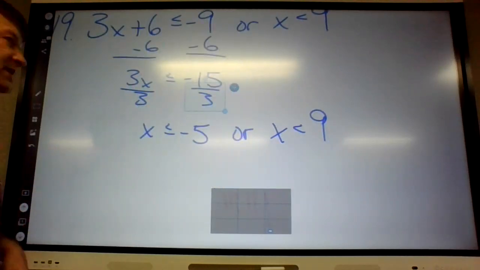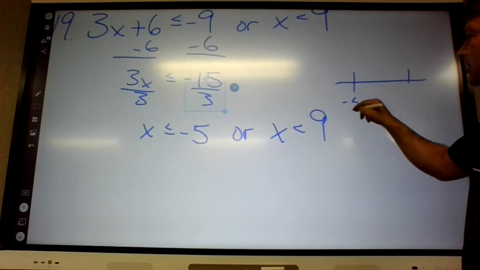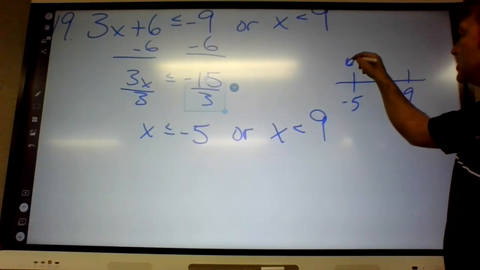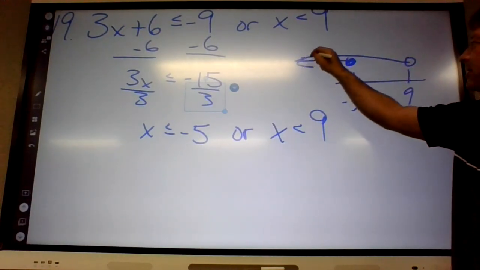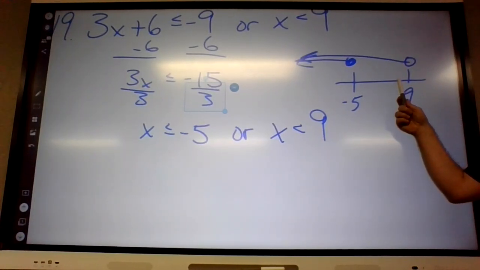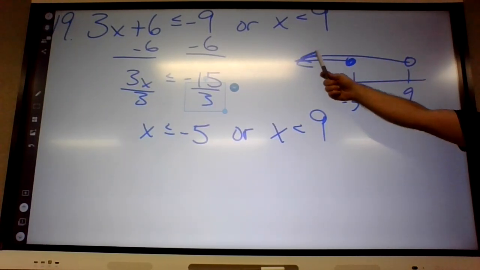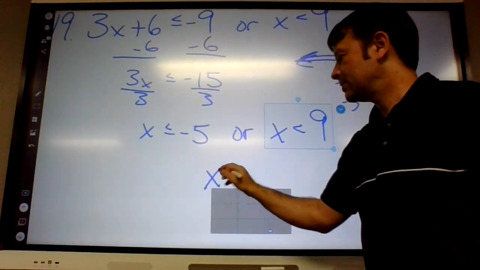Okay, does this simplify? What numbers are less than or equal to -5 or less than 9? What numbers would that include? Would that include 8? What number's less than 9? Yes, it would. It would include all these numbers that are covered. So that would be x is less than 9.